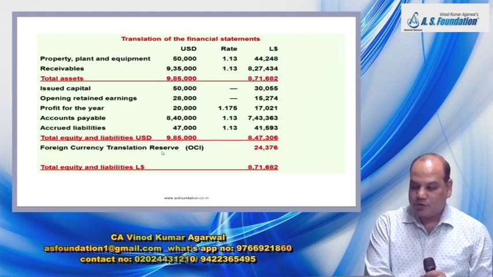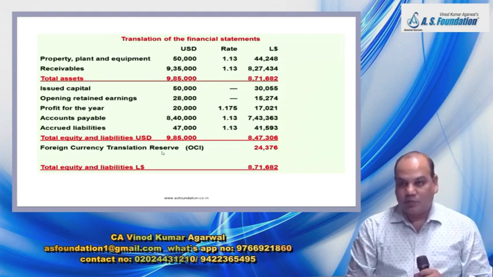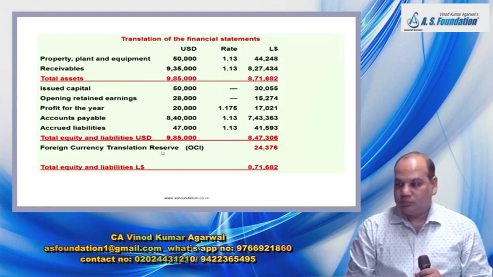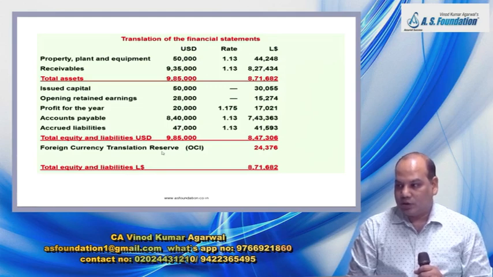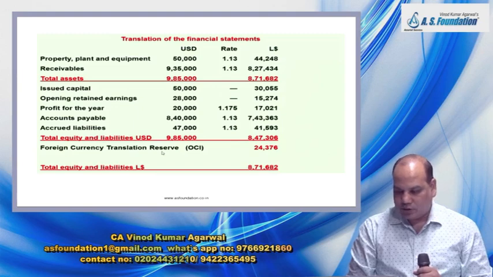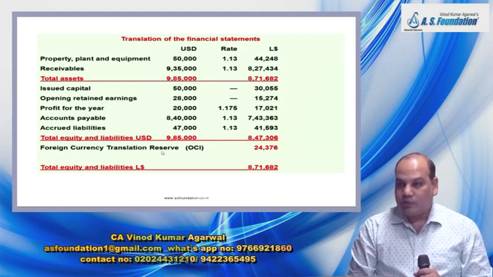1.175. Just check the answer. Is it 17021? Then accounts payable, take closing rate $1.13, 743, 363. Accrued liabilities 47,000, 1.13 closing rate, 41,593. And balancing figure, write down FCTR.